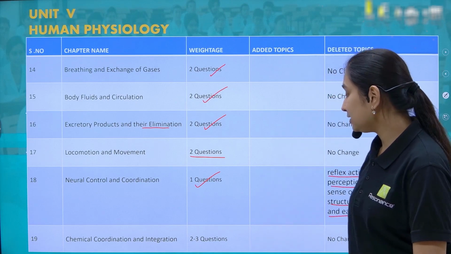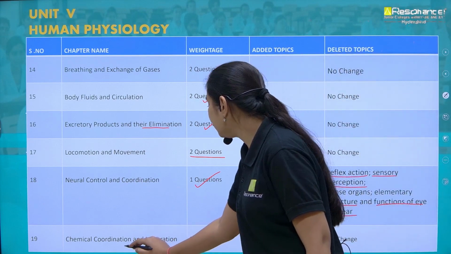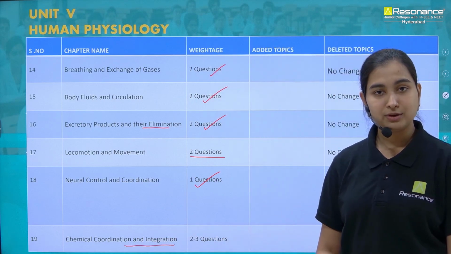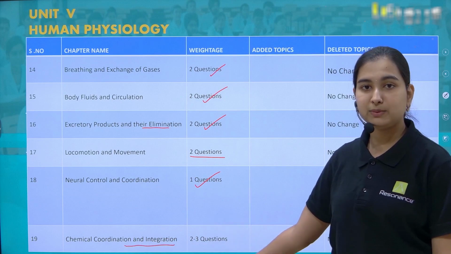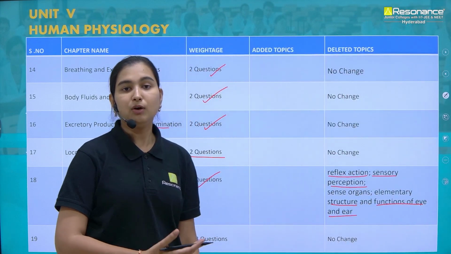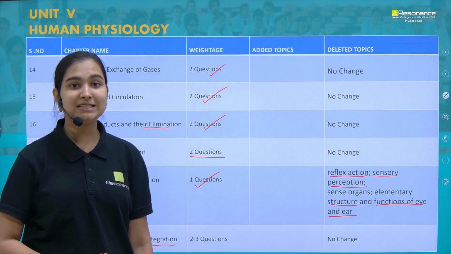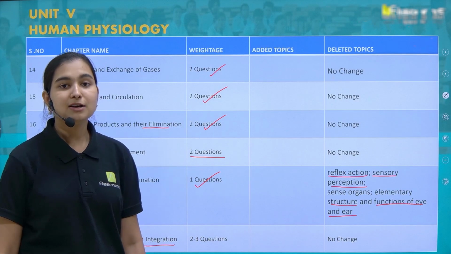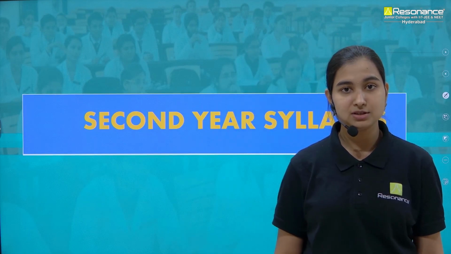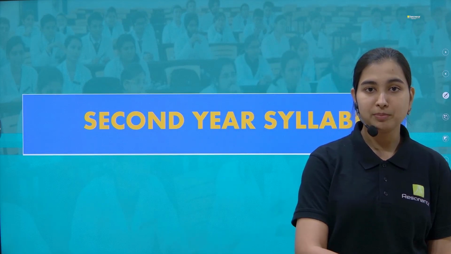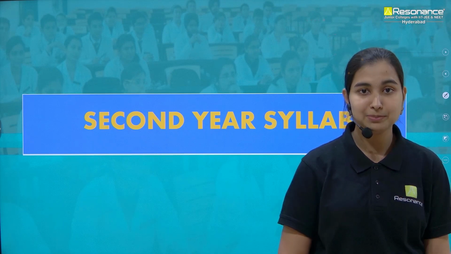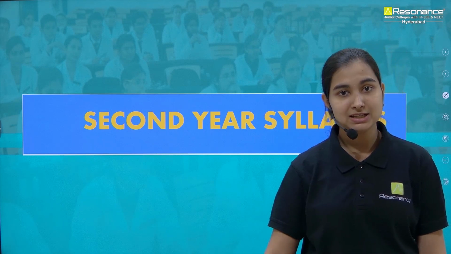Now moving on to the next chapter, chemical coordination and integration. What is the probability? On average, every year we expect 2 to 3 questions. We don't have any addition, or any topic deleted from this chapter. So students, I hope you now have a clear idea about all the chapters in the first year, which topics are present, and which topics are deleted.